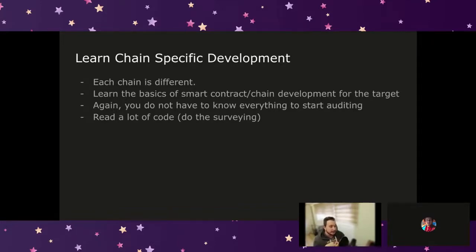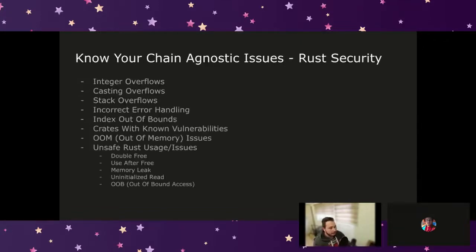So after learning Rust, you have to learn the basics of contract and chain development for the target that you picked. Again, no need to know everything, and the easiest tip that I can give you to learn chain-specific development is to go over some basic tutorials and then read a lot of code. I'm going to touch on that a bit later in this presentation, but let me give it out for you right now.